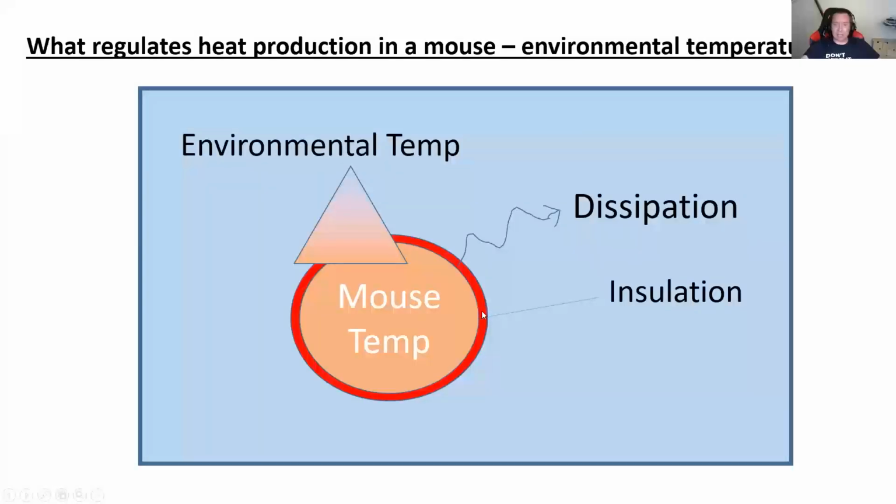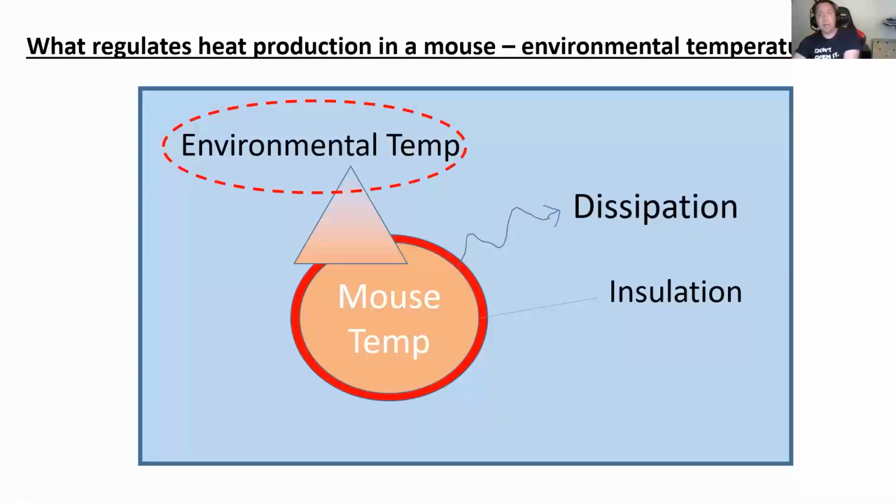The second is insulation. So if a mouse is well insulated, it will dissipate less heat to the environment and need less heat to maintain its core body temperature. If it is poorly insulated, it will dissipate more heat to the environment and it will need more energy in order to maintain its core body temperature. So we're going to go through the factors. We're going to go through environmental temperature, core temperature, and insulation to show how they impact on energy expenditure and also, at the end, brown fat.